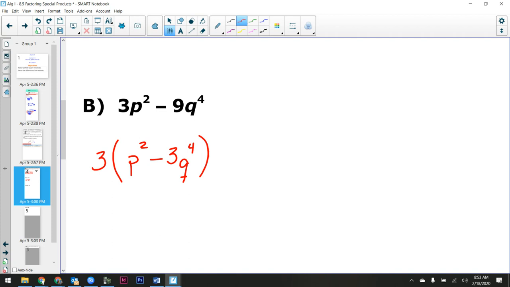Okay, now, is p squared a perfect square? Is this a minus sign? Is 3q to the 4th a perfect square? No. Is q to the 4th good? Yes, but is 3 a perfect square? No. So I wouldn't write not factorable because we did something to it, right? We removed the 3. So that's just my answer. Okay, let's try our next one here.